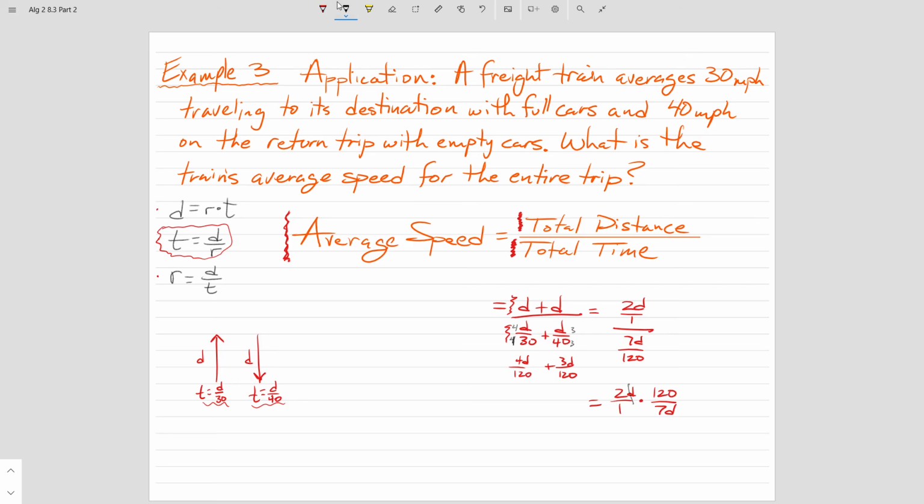And I could cancel or reduce these d's. But actually nothing else reduces or cancels. And I get 2 times 120 divided by 1 times 7 times 1. 240 divided by 7 is about, I guess I'll change this to squigglies, 34.3 miles per hour, because we were finding average speed. So the train averaged 34.3 miles per hour.